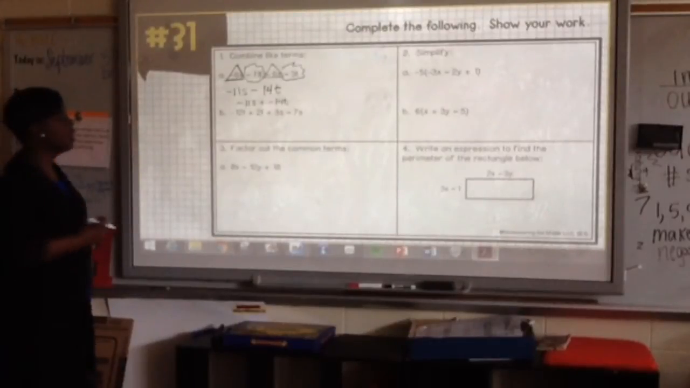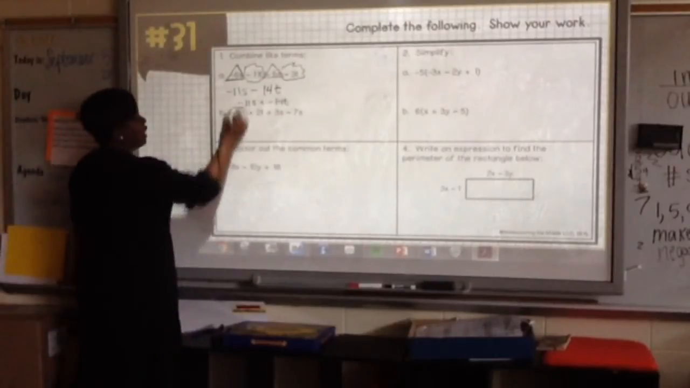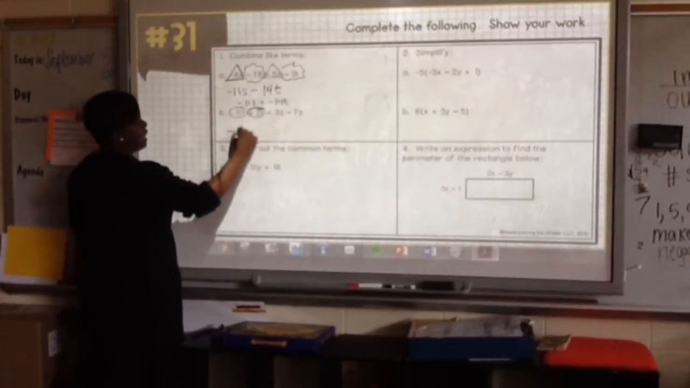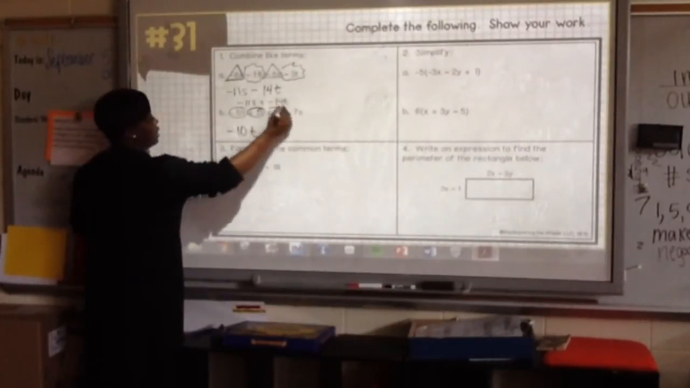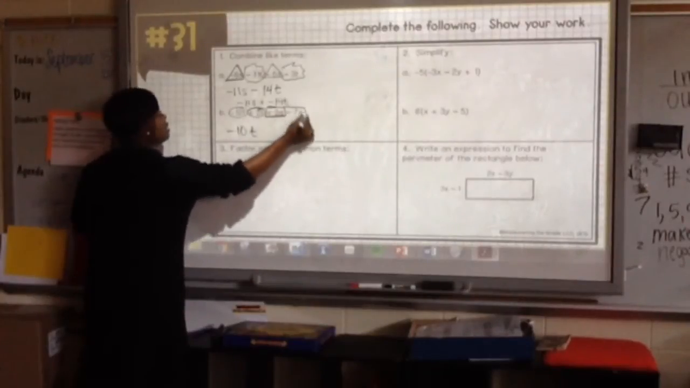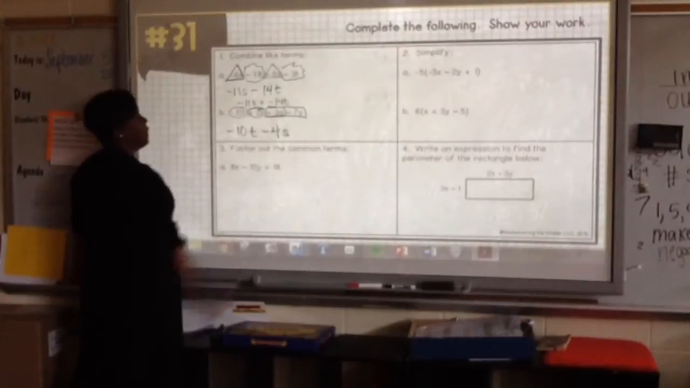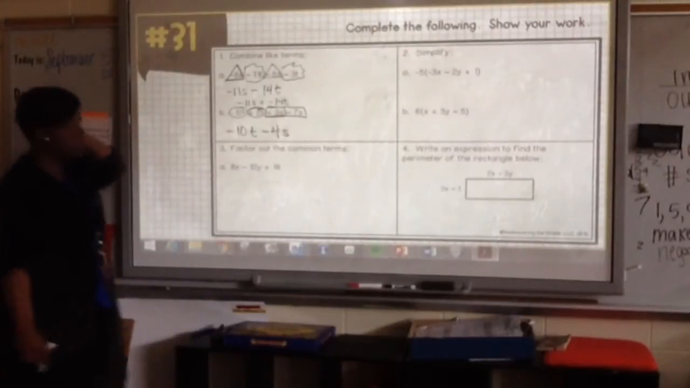Alright, B. Negative 12t plus 2t, opposite signs, that gives me a negative 10t. Positive 3s, negative 7, it's negative 4s. Any questions on those two?